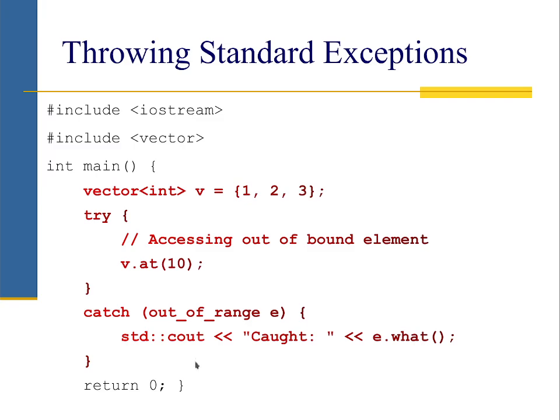Throwing standard exceptions: here we have a vector, and we try this block of code and catch this block of code. It should locate element 10, and since this one is not inside the vector, we can't locate it. We should catch out of range and e. Then it prints out an exception with this function over here.